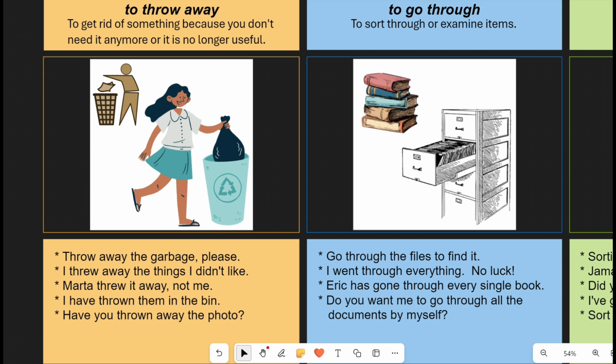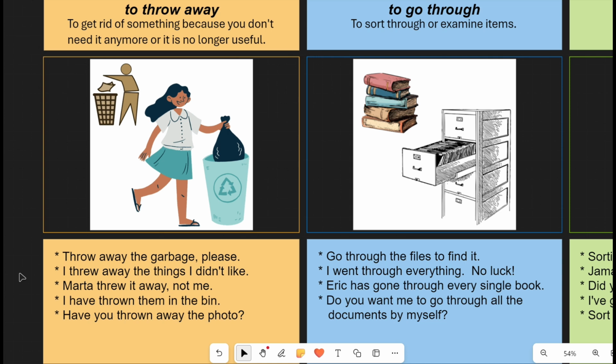You throw it away. Now let's look at the examples we have while using this phrasal verb. Throw away the garbage, please. This is an instruction. Now we can use the phrasal verb in different forms in the sentence. And here, where the sentence starts with the verb, that makes it an instruction. Throw away the garbage, please.